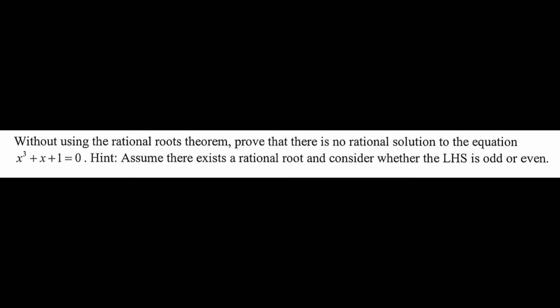So this hint kind of tells us the technique we're going to use is proof by contradiction, because we're being told to prove that there is no rational solution, and we're told, step one, assume there is a rational root. So that is the technique of contradiction. You assume the opposite and then see whether you get a contradiction. Here we're told the potential contradiction will have something to do with whether the left-hand side is odd or even. So that will be something for us to keep our eye out for.